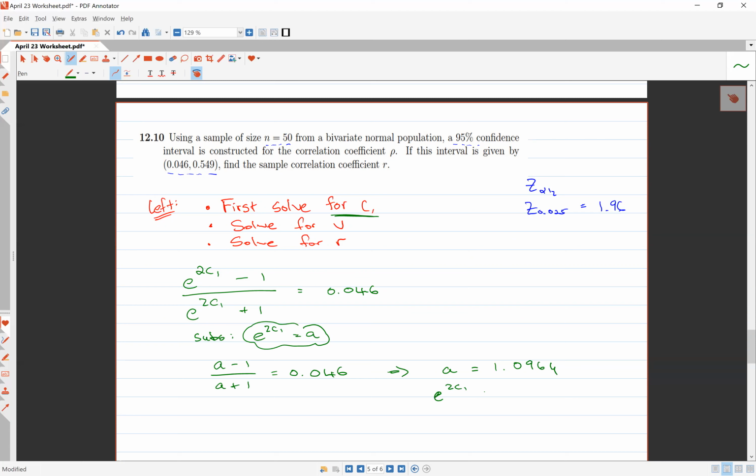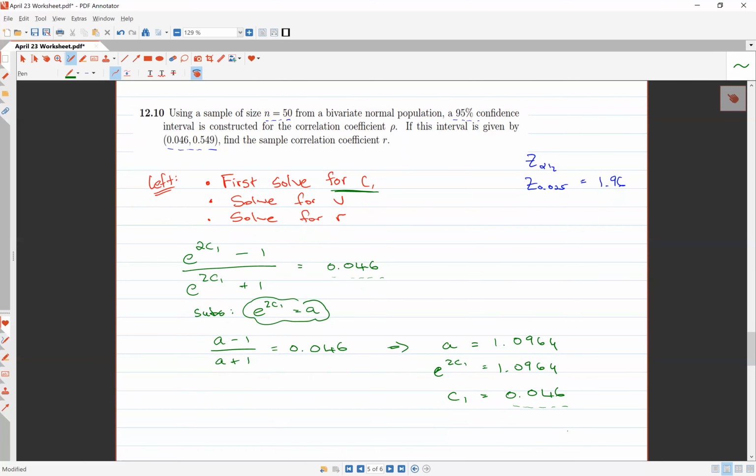So that's my e to the 2c1, which means my c1 value is 0.046. Again, remember this transformation in either direction: if we're close to 0, it's very close to the identity function. So in this case, not surprising that I go through all of this work and up to 3 decimals, the value is the same. But we haven't quantified what's considered close to 0 or far from 0 in this case, so you kind of have to go through those steps.